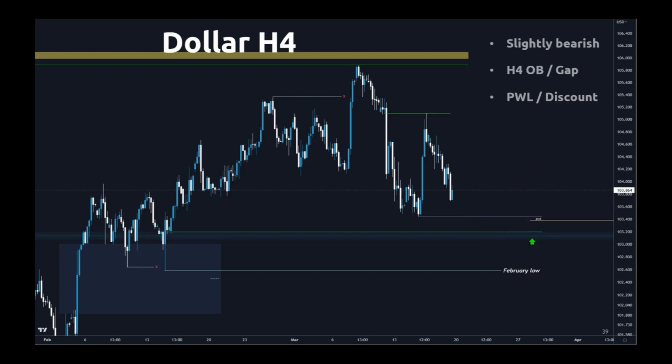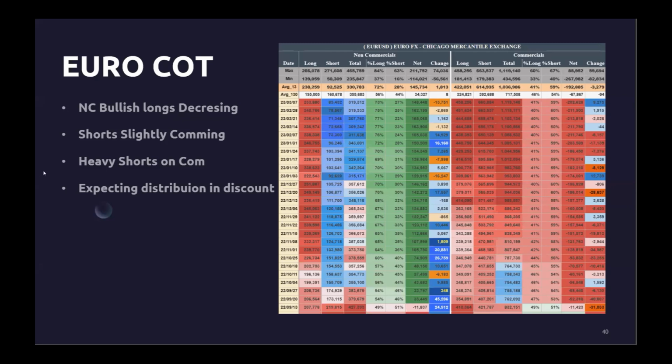Okay, so the next one will be Euro. Euro, non-commercials are still slightly bullish, right? However, shorts are slightly coming. So we can see the shorts going from 73 to 85 slightly, right? We can see that net positions have been lower in here, then it came back a little bit, right?